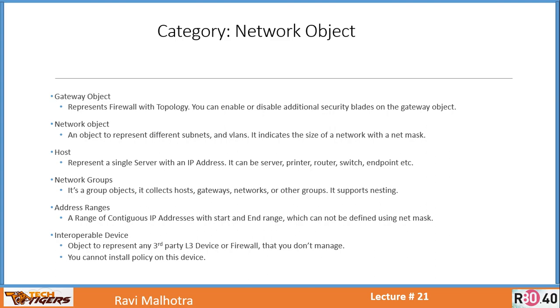So yeah, these are the options under the network object category. You can create a gateway object to represent your firewall. You can create a network object to create your VLANs, subnets. You can create a host object to create a single server with an IP address. You can create a network group. It collects hosts, gateways, networks, other groups. You can create address ranges, a range of contiguous IP addresses with start and end range.